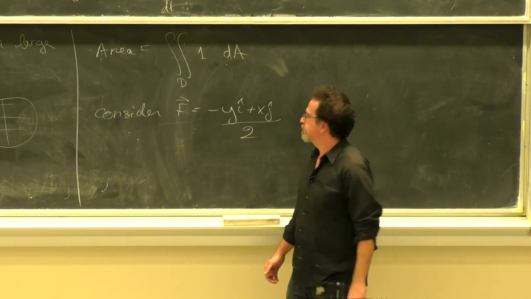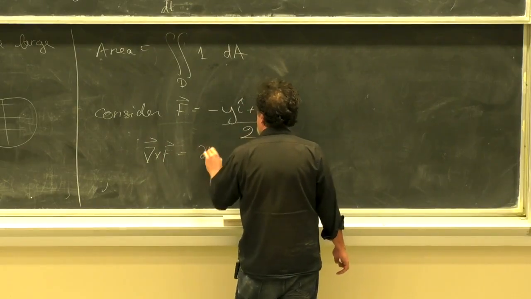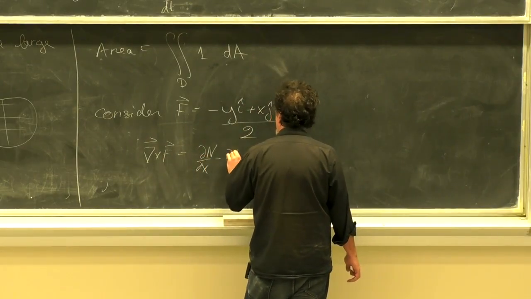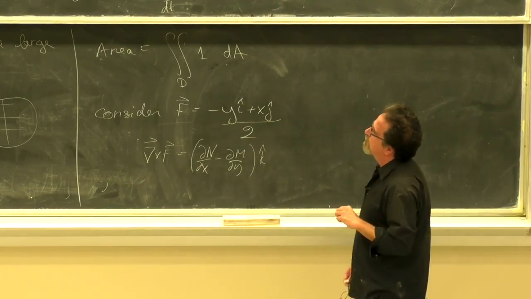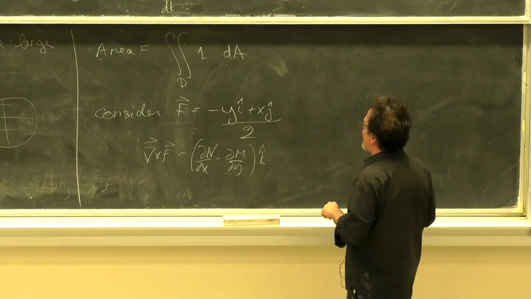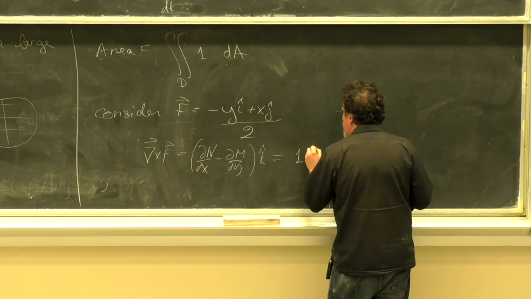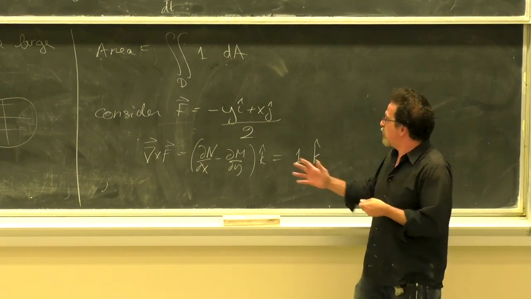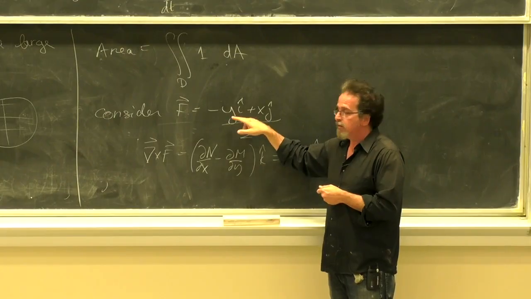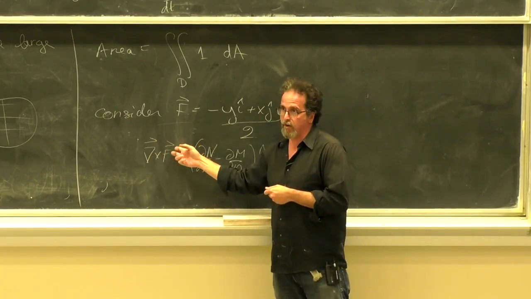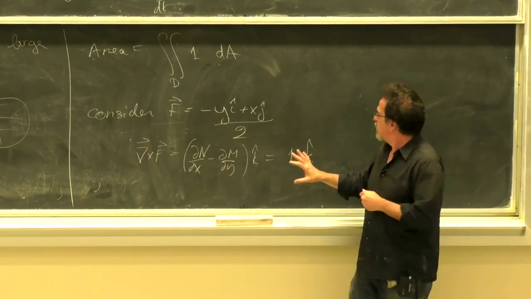Divided by 2. The curl of f is equal to dn dx minus dm dy k hat. And dn dx is 1/2, and dm dy is negative 1/2. So this is just 1 k hat. What are the units of the curl of f? Well, f has units length, and curl has units 1 over whatever the original units were. So this is dimensionless. This is purely the number 1. So this is purely k hat.